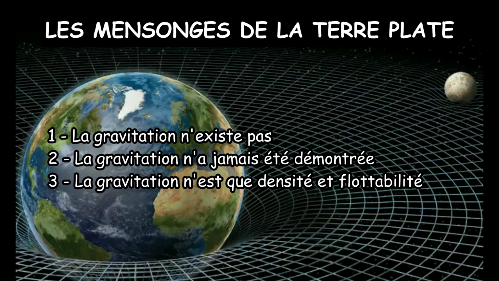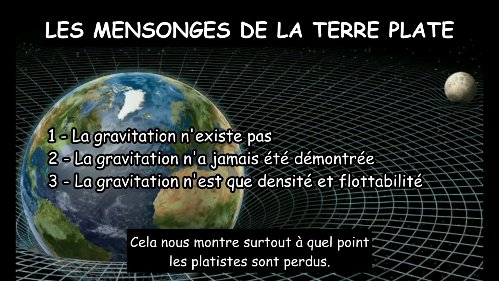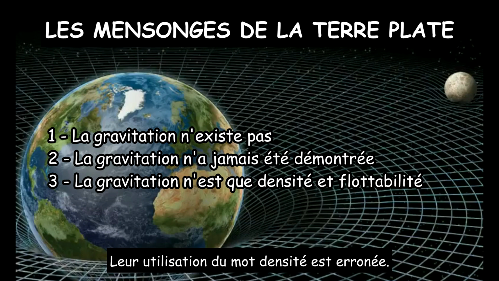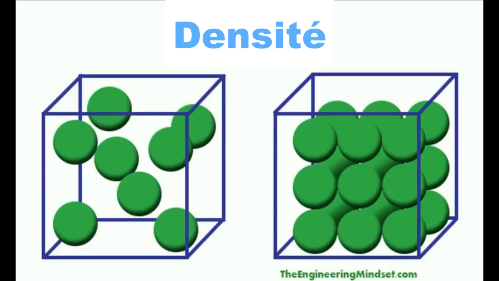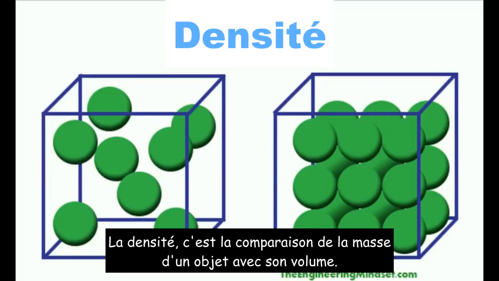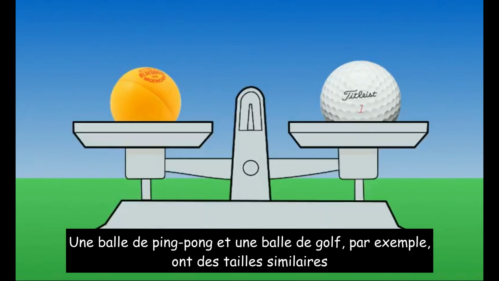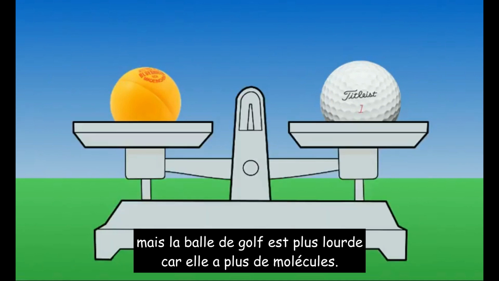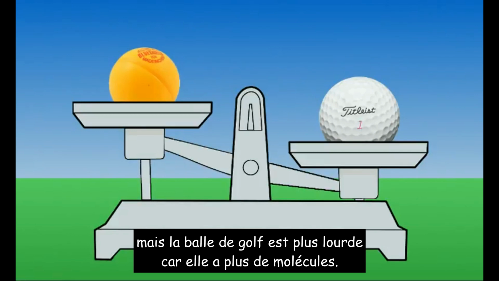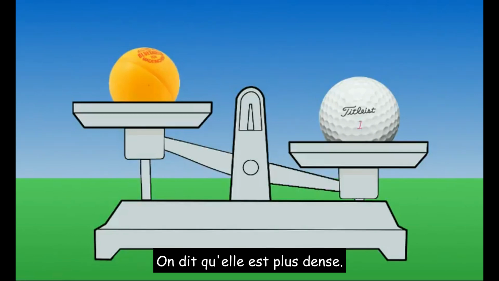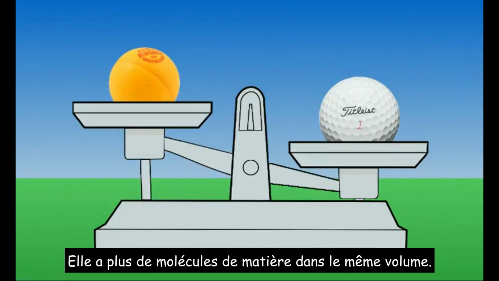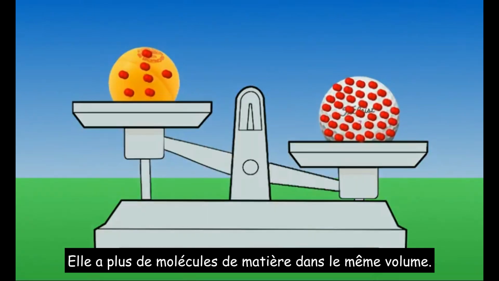Number 3, gravity is just density and buoyancy. This one just shows how confused flat earthers can be. The way they use the term density is not correct. Density refers to an object's mass compared to its volume. A ping pong ball and a golf ball, for example, are about the same size, but the golf ball weighs more because it has more molecules. We say it is more dense. It has more molecules of matter in the same amount of space.